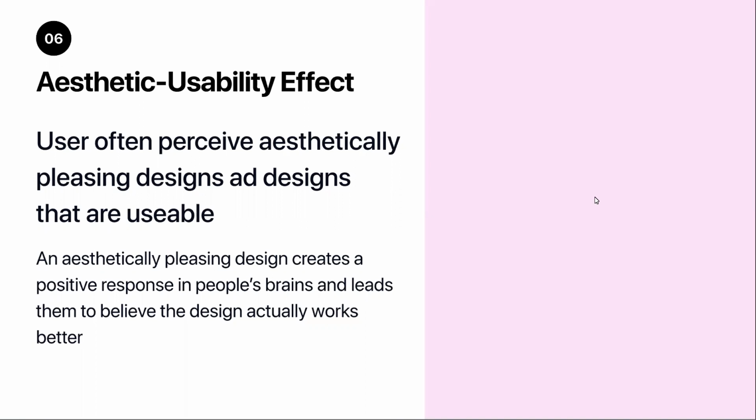Okay, I was asking, we're talking about the aesthetic usability effect, which states that users often perceive aesthetically pleasing designs as designs that are usable. So the question is, which design do you see as aesthetically pleasing? Designs that are beautiful in your eyes, both physical and digital products. Can you mention any? Does architecture count, like a building? Yes, it's a physical product.